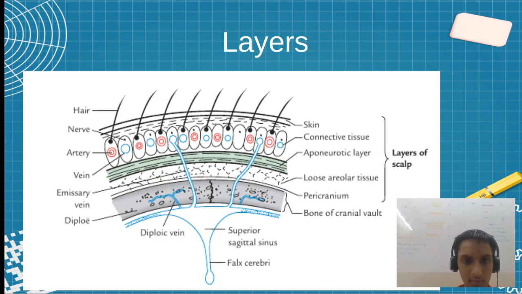So layers of scalp, what are they? The name itself has the answer. SCALP, scalp, from that itself: skin, connective tissue, epicranial aponeurosis, loose areolar tissue and pericranium. So this is the skin, nothing much special about it. Then the connective tissue. So we have the connective tissue with the structures, vein, artery and nerve.